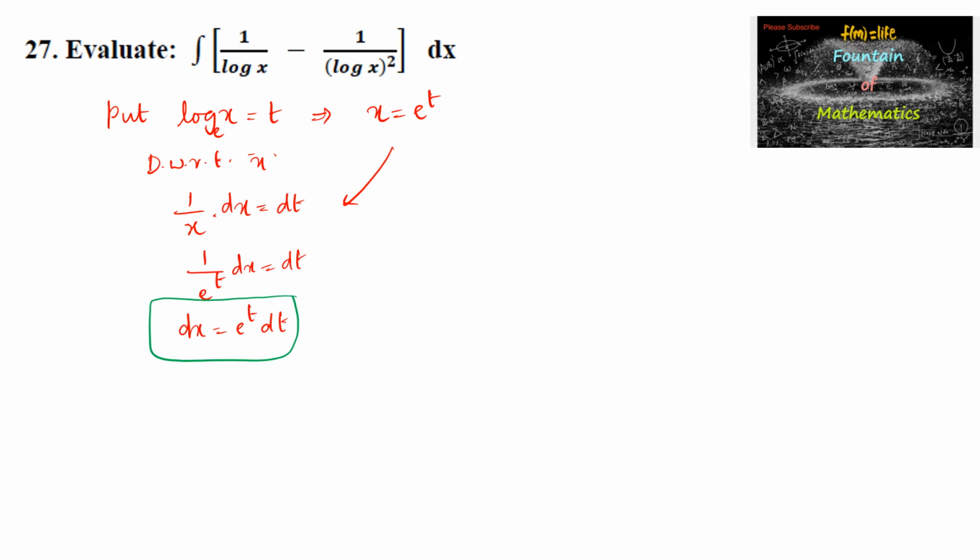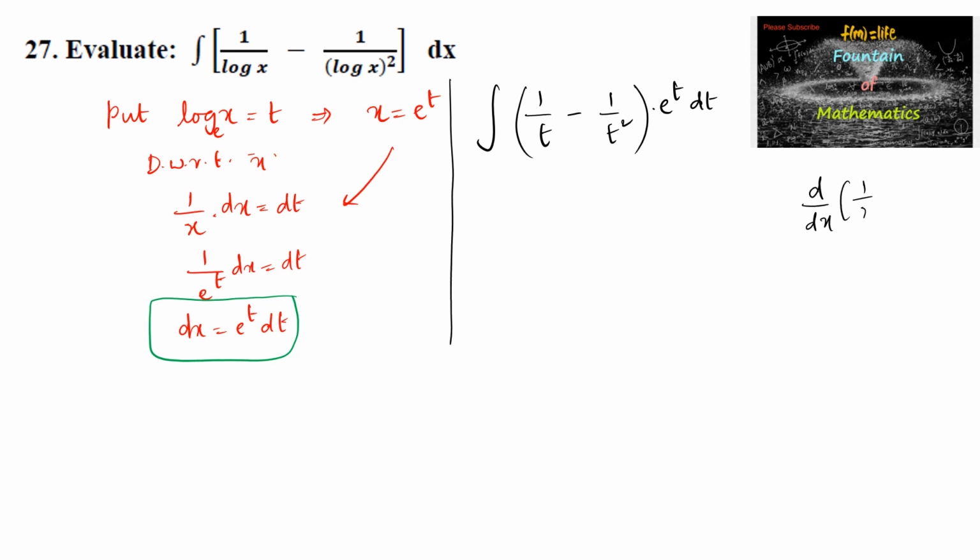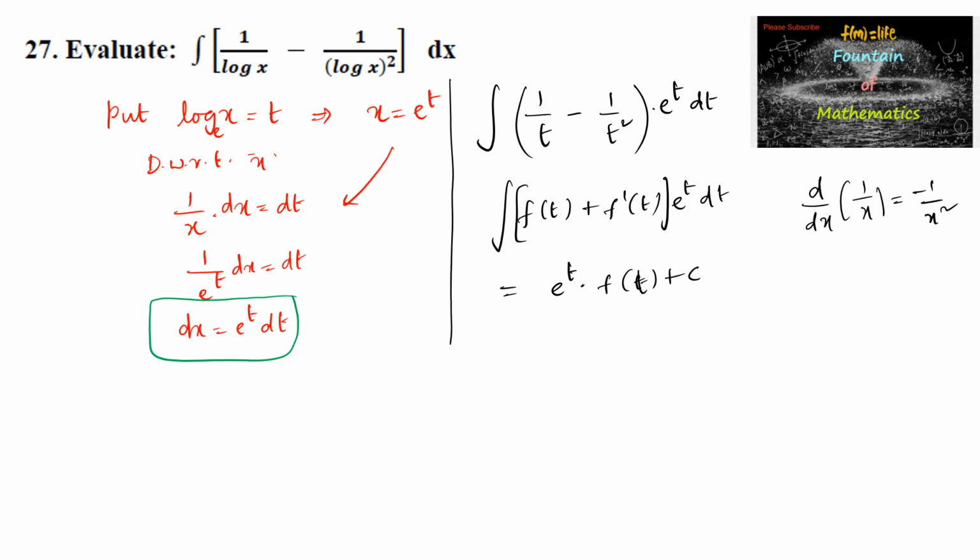So our integral can be taken as integral 1 by t minus 1 by t square into e power t dt. And we know the differentiation of d by dx of 1 upon x is equal to minus 1 by x square. So it is in the form like integral f of t plus f dash of t into e power t dt. So which is nothing but e power t into f of t plus c is the answer. By using the property, integral of f of x plus f dash of x into e power x dx is e power x into f of x.